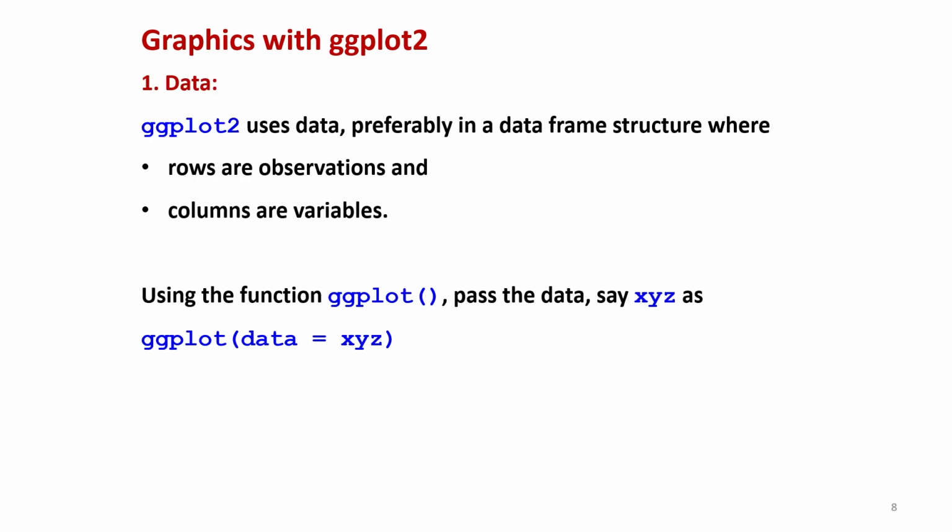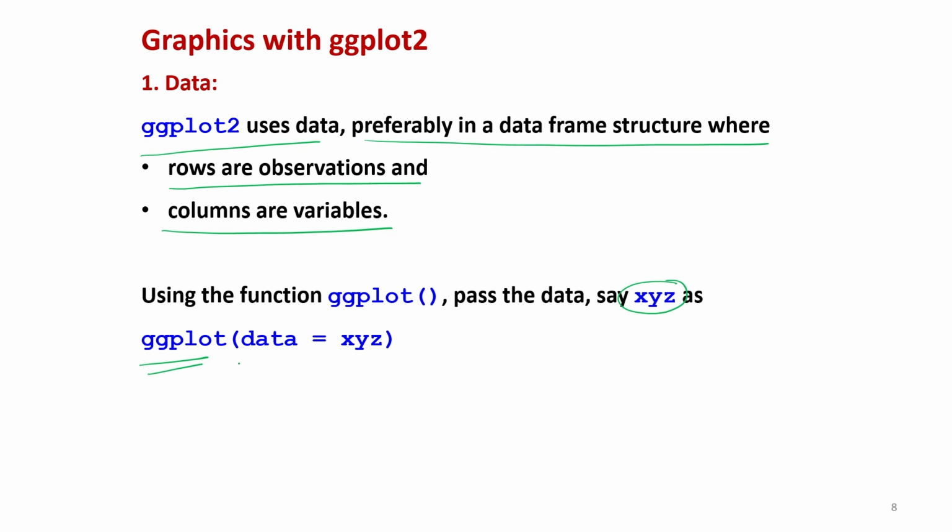And now there are certain points which we have to keep in mind about how we are going to use the ggplot2 package. So ggplot2 uses data which is preferably in a data frame structure, and a data frame is created in such a way that the rows are observations and the columns are variables, right? And suppose I am using data called XYZ in the format of a data frame, then we give the command ggplot, inside parentheses data is equal to XYZ, right?